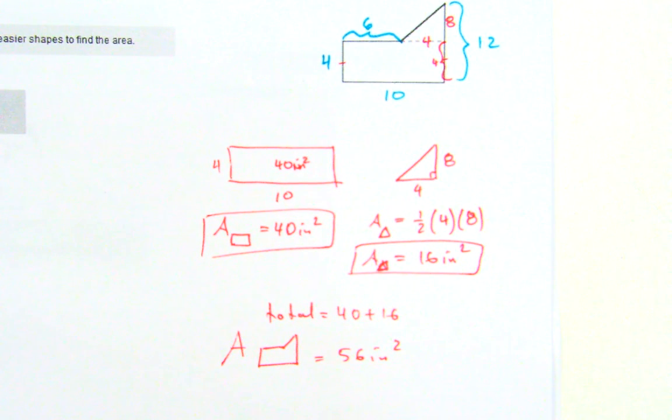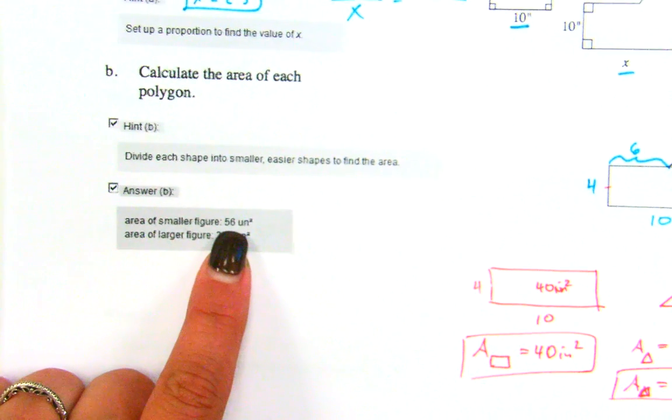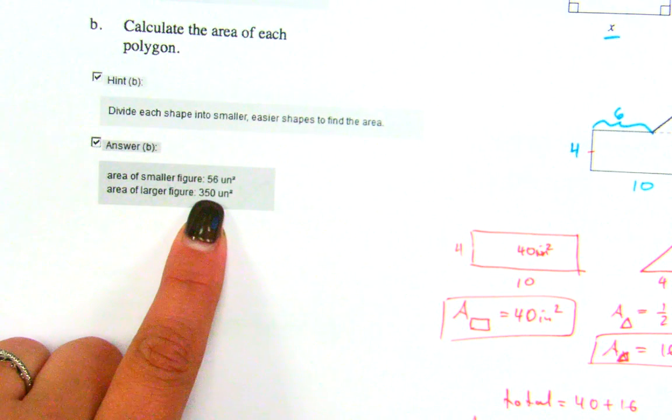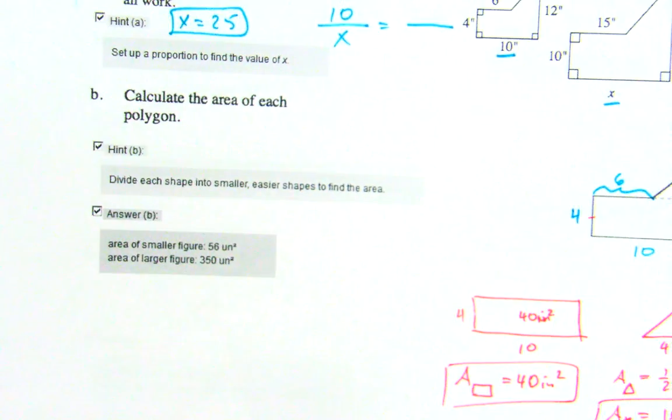Okay. And then, yeah, ooh, look, we got that. Yay! So you should get an answer 56 units for the small one, which we did. There it is. And then the big one has an area of 350 units squared. Okay, that's off of this website.